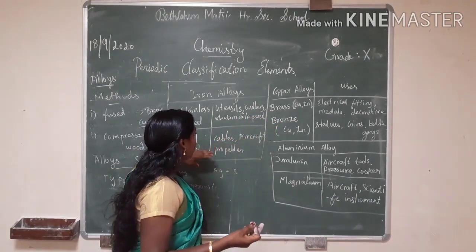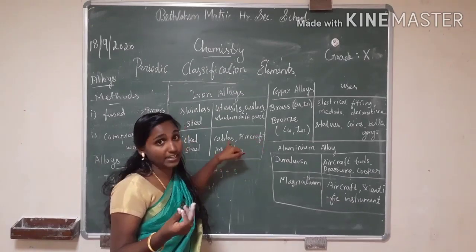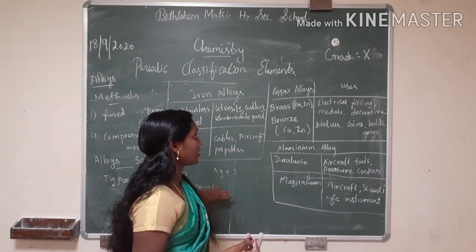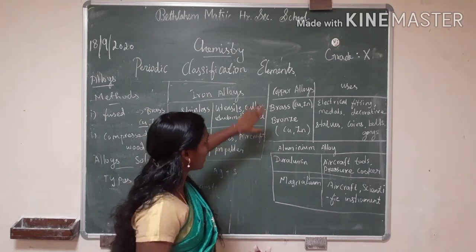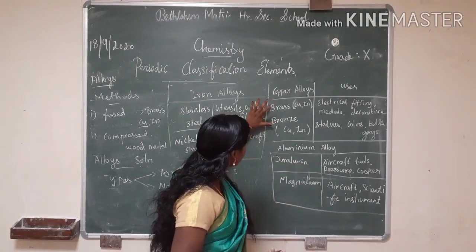Then nickel steel, it was used in cables, aircraft, propellers and rackets. Okay. Then next, non-ferrous alloys. Non-ferrous alloys, that is copper alloys and aluminium alloys. Copper alloys, what are the things?